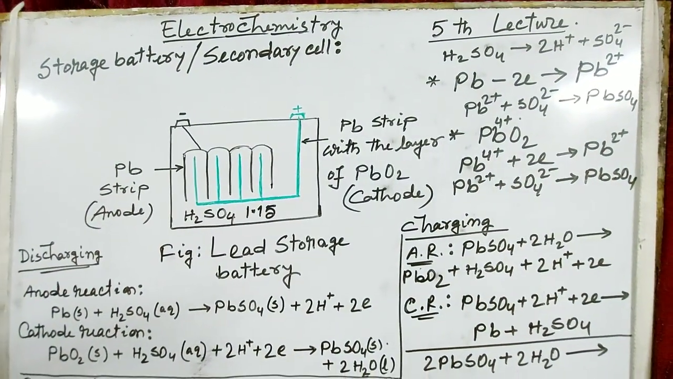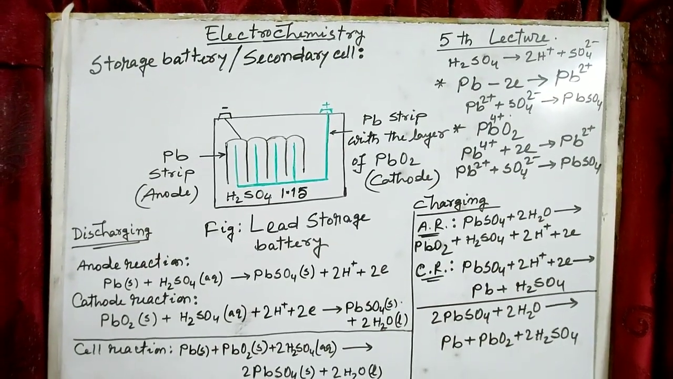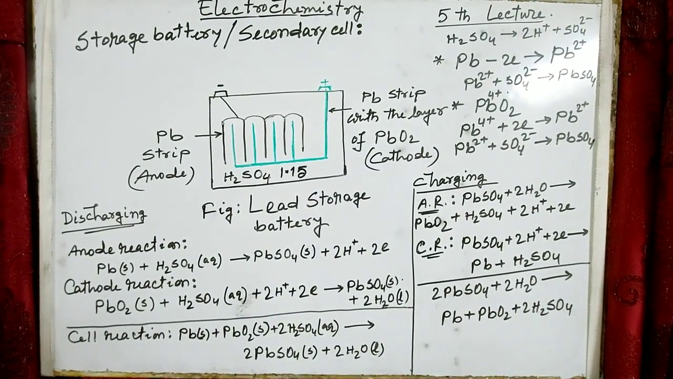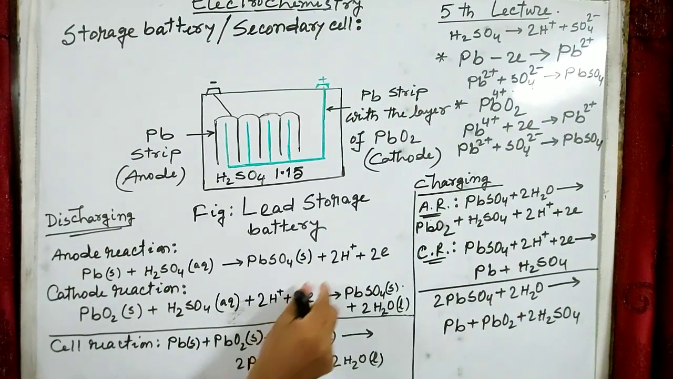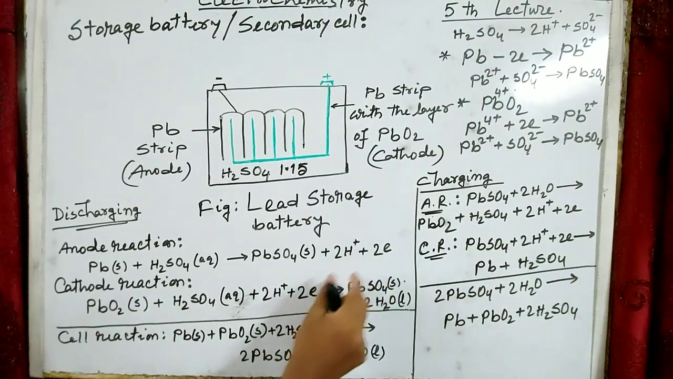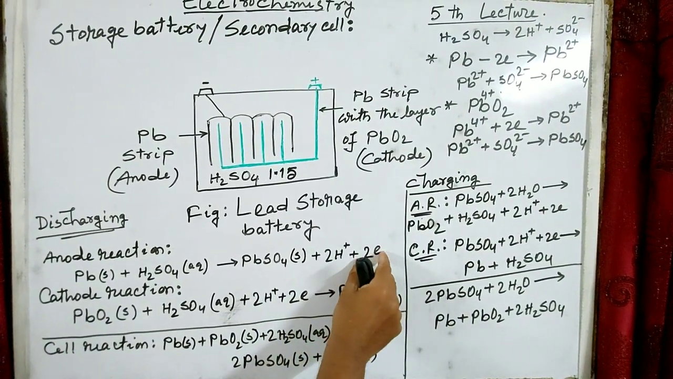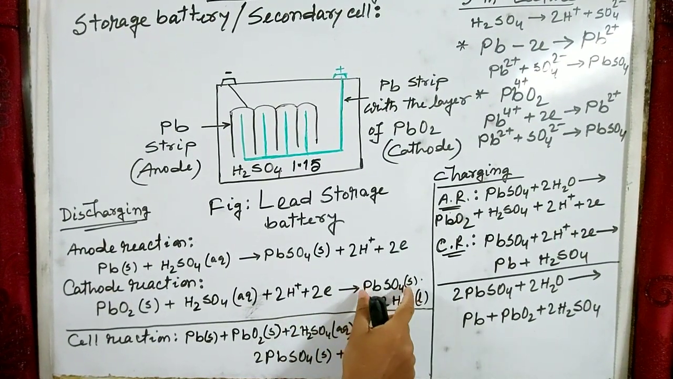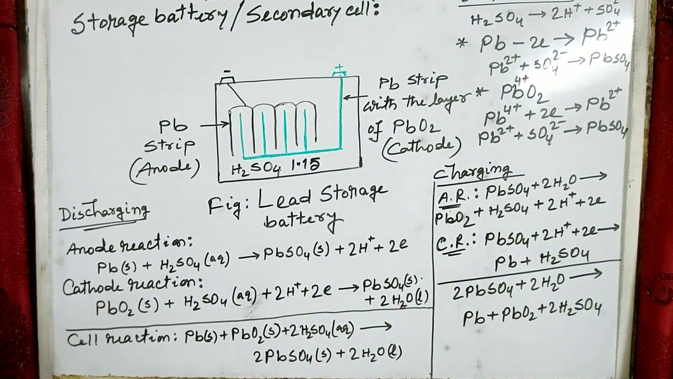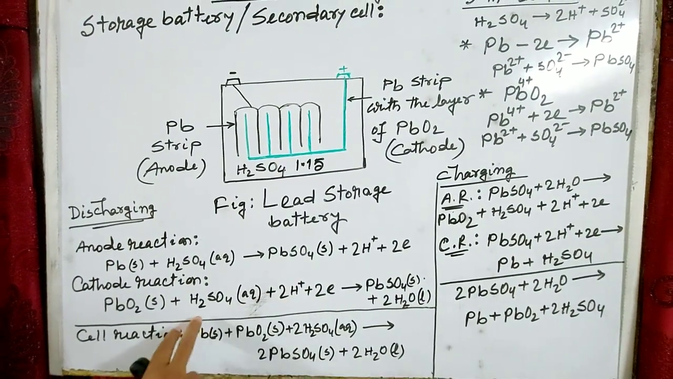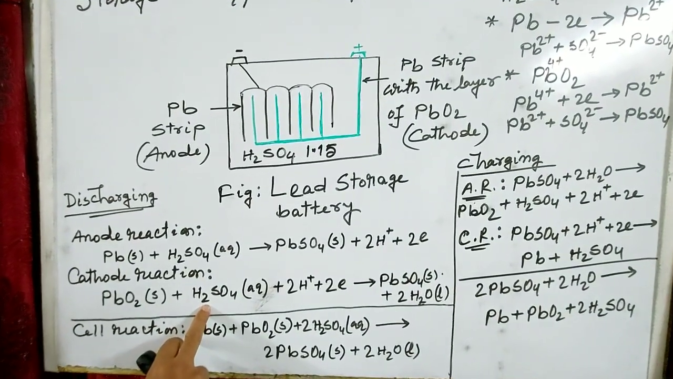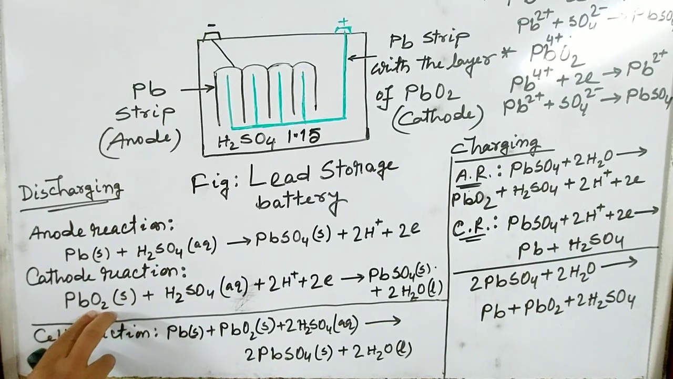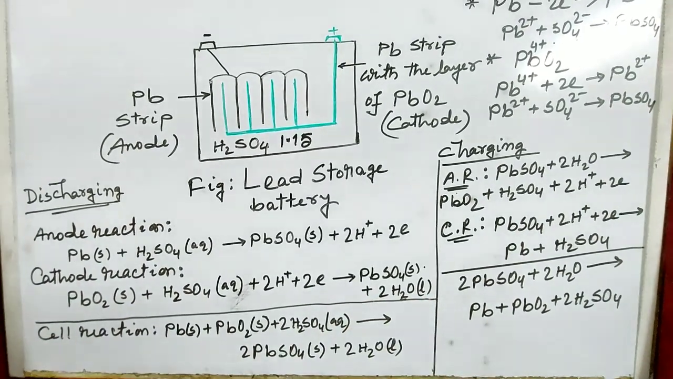Now the reaction of the cathode, if I write here: lead oxide plus sulfuric acid plus those 2 hydrogen H plus ions and those 2 electrons released from the anode are accepted in the cathode to produce lead sulfate and water. Actually there are 2 H plus ions and 2 hydrogen atoms in the sulfuric acid. 2 H plus and those 2 hydrogen atoms combine with 2 oxygen atoms to form 2 molecules of water.